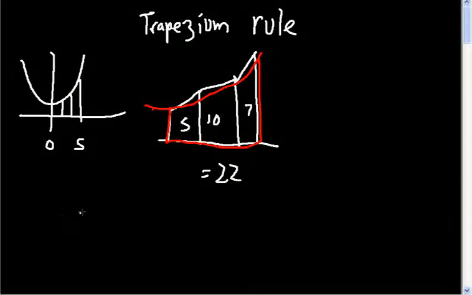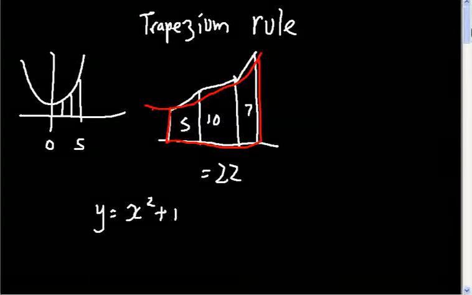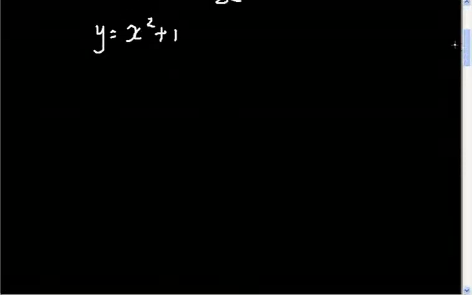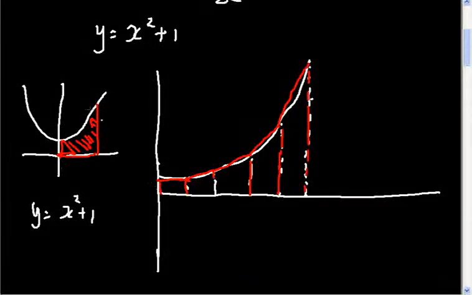I'll give you a function to use the trapezium rule: y is equal to x squared plus 1. This is the y equals x squared plus 1 graph, and I want to figure out the area between x equals 0 and x equals 5. Here's a more close-up view. There are 5 strips that I want to find the areas of, and then add them all together to figure out what this area is.